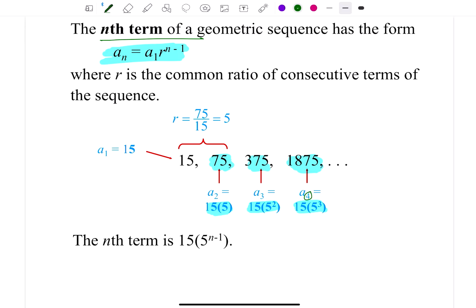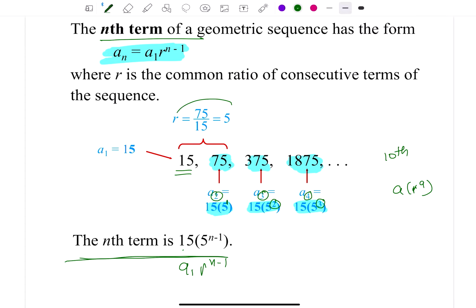So to get the fourth term, multiply with 1 less than the number of the term we have, r raised to that power. So for the third term, we raise r to the second power. Second term, we raise r to the first power. For the 10th term, we will multiply r to the 9th power. So one less number. So the nth term in this case would be a1 r to the power n minus 1.